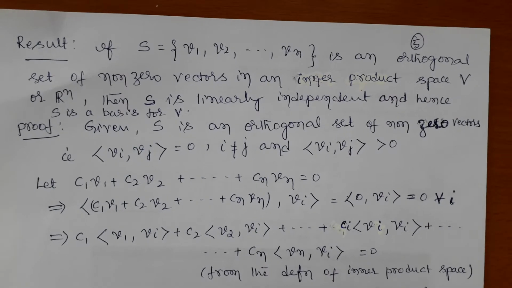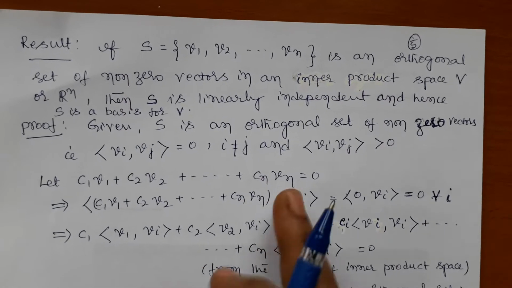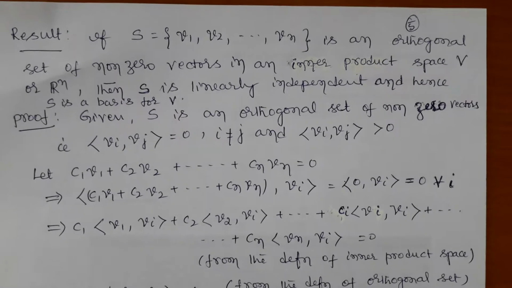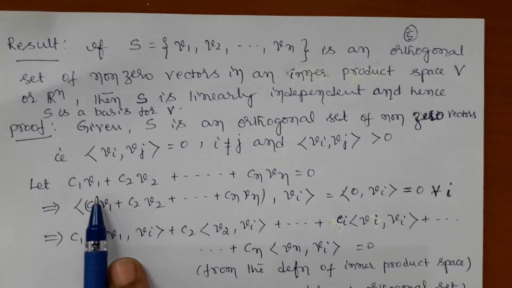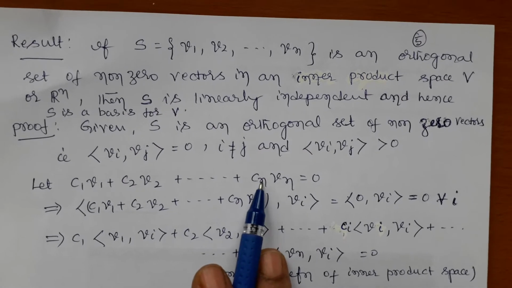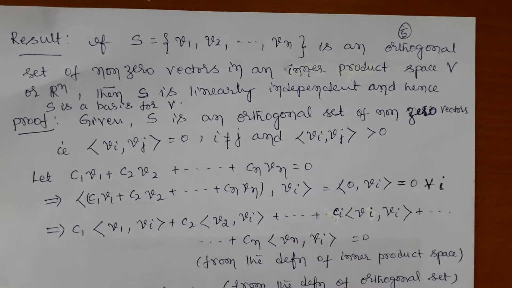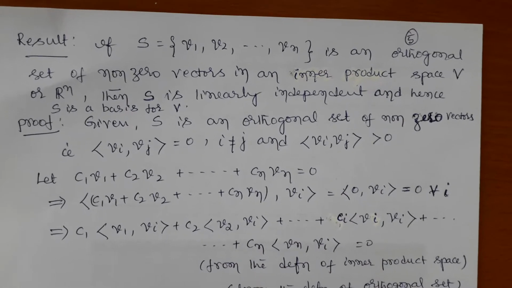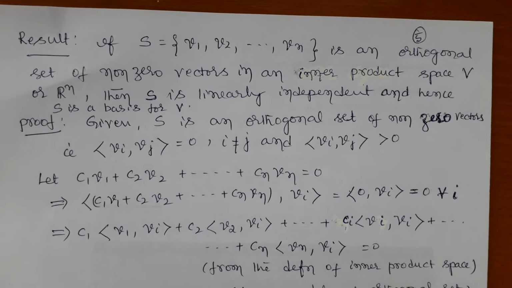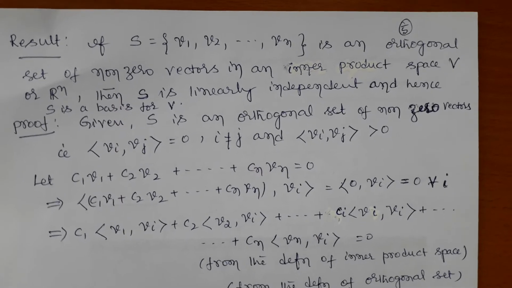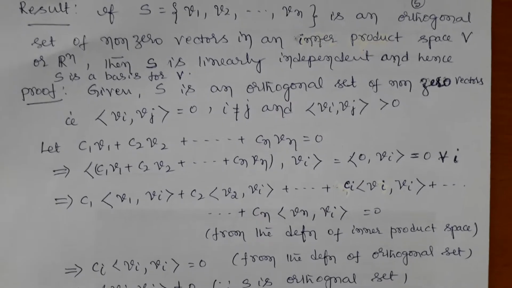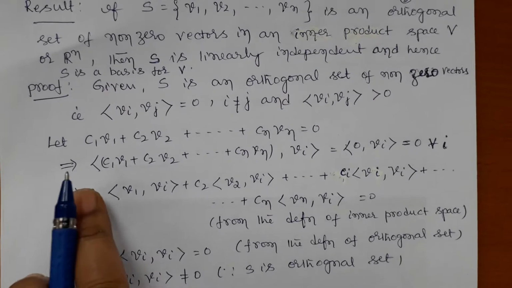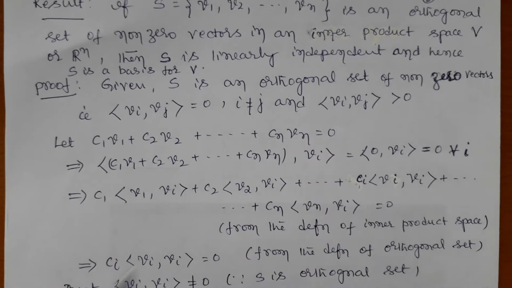But I want to show that it is linearly independent based on the definition of inner product space. Okay, let c1 v1 plus c2 v2 plus cn vn be equal to 0. Because I want to prove that all ci are 0, then we can say that v1, v2, etc. vn are linearly independent. Now, therefore, I consider this equal to 0.